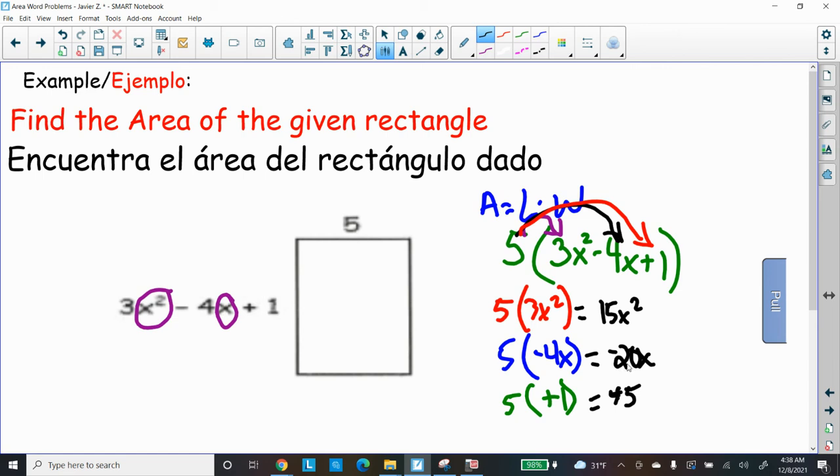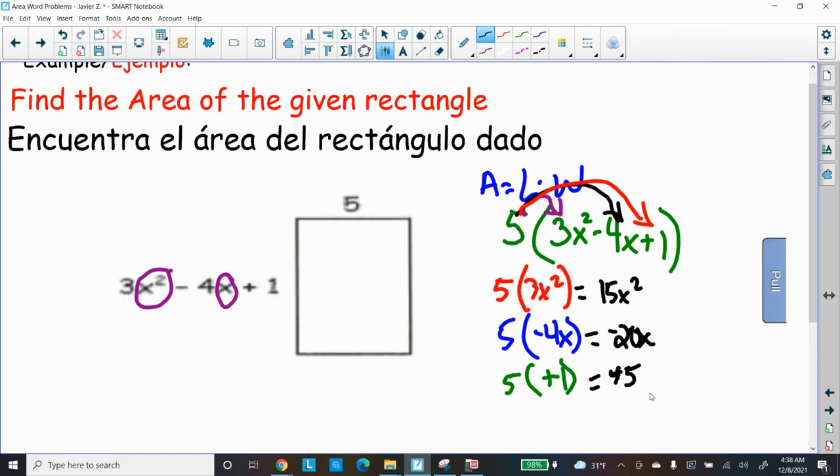So my answer is going to have 3 parts because it's a trinomial, because I multiplied each part. My answer is going to be 15x squared minus 20x plus 5. There is my answer. So that is the area of this rectangle. Okay, so I hope you enjoyed it.